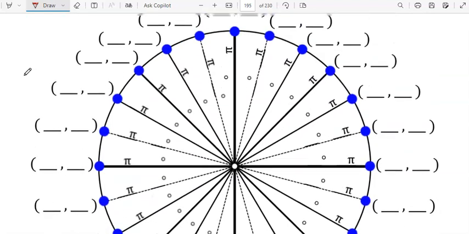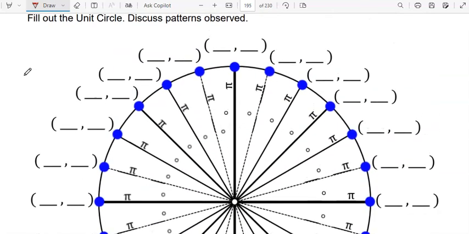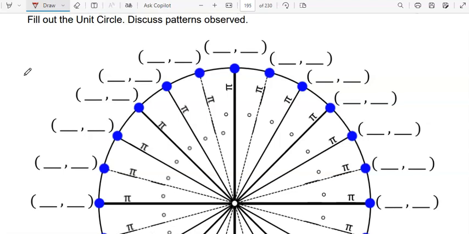There are 4 quadrants. If you know the first quadrant, filling out the other 3 will be easy. For the angle measurements for degrees, you count by 15s. 0 degrees, 15 degrees, 30 degrees, 45 degrees, 60 degrees, 75 degrees, 90 degrees, and so on.